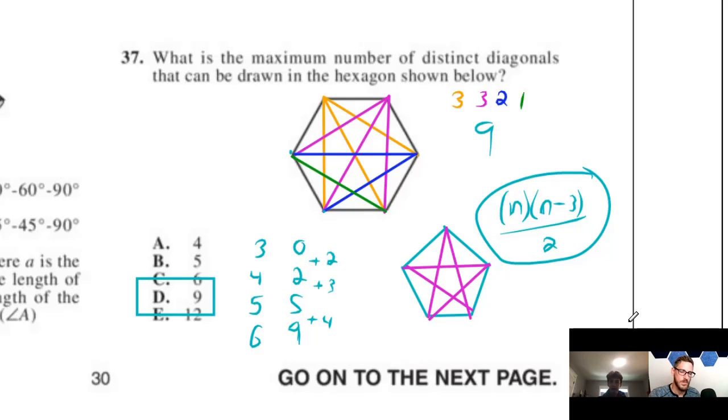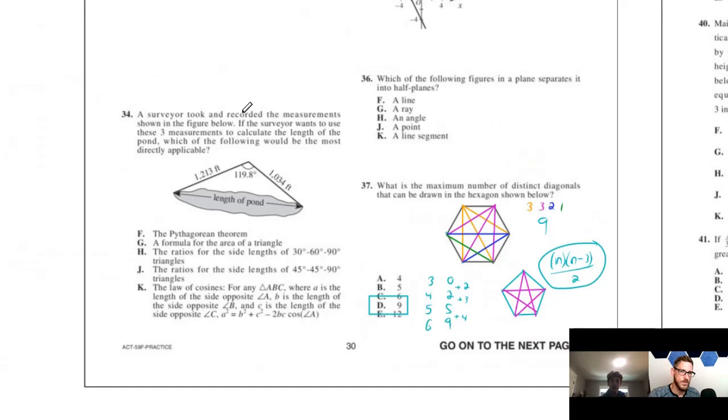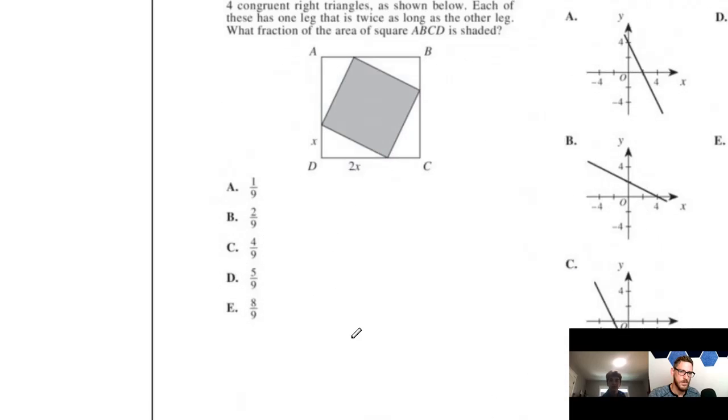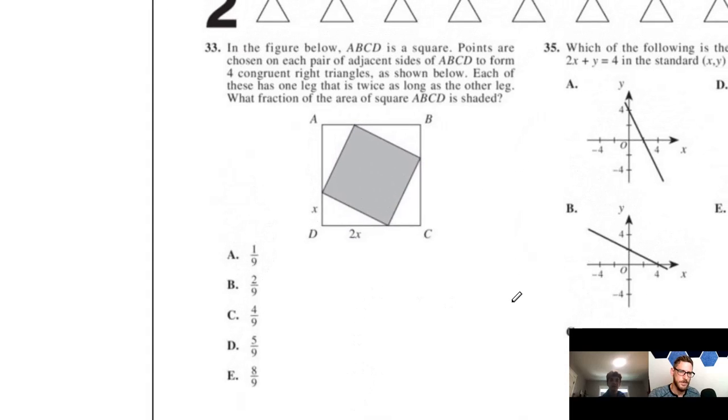So I realized that 33 I got right, but I kind of guessed on it. So I think we should go over that one. 33. Okay. In the figure below, ABCD is a square. Points are chosen on each pair of adjacent sides of ABCD to form 4 congruent right triangles. And you remember what congruent means? Can you explain it? Like their side lengths are the same, their angles are the same. Good, yeah, same shape, same size.